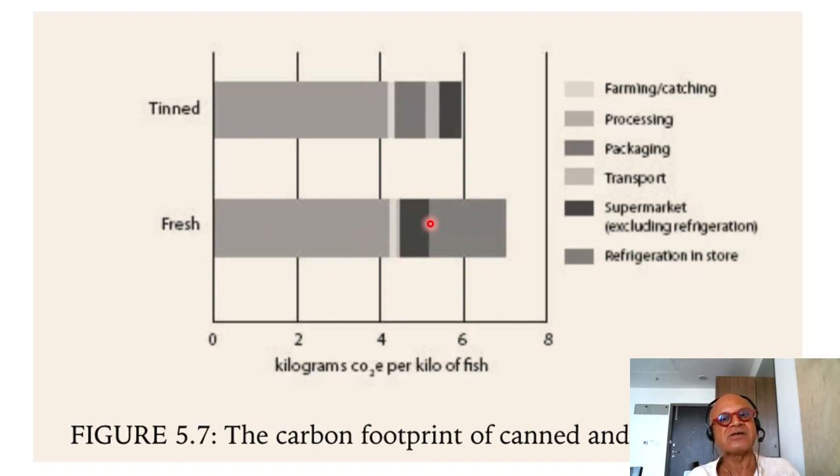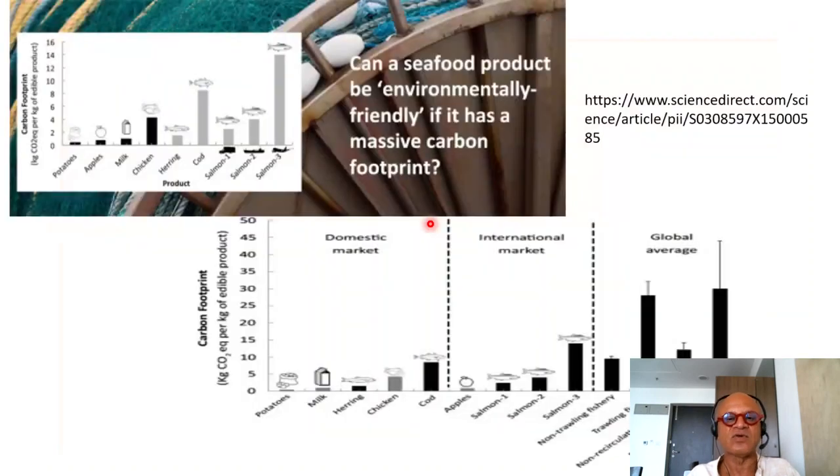Is that a bad thing? Not necessarily, because it's better for your health. So the externality of the health cost is not included when we just go for carbon footprint. So obviously one has to always worry about these things. Can a seafood product be environmentally friendly if it has a massive carbon footprint?